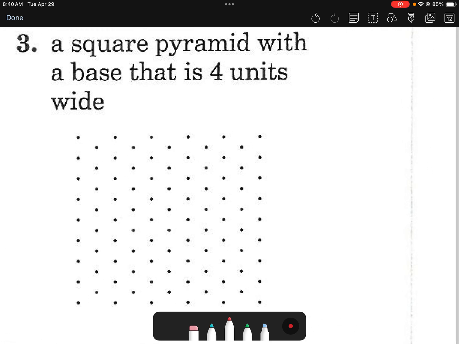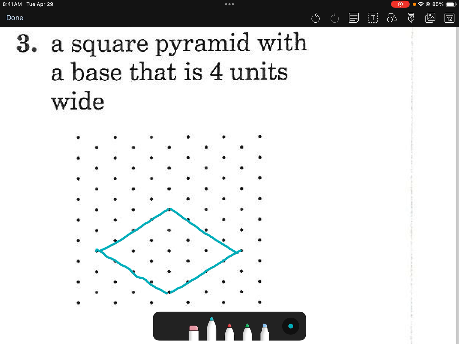Number 3, we need a square pyramid with a base that's 4 units wide. All right, so I'm going to draw my base. Pretty sure that's 4 units. It is. So you might say to yourself, well, this doesn't look like a square. Yeah, it's tilted back, so you're looking at an angle. So if I took a square and tilted it up like that, that's what it would look like.